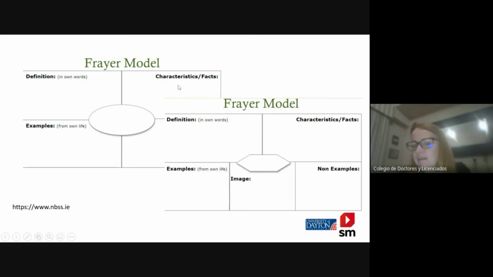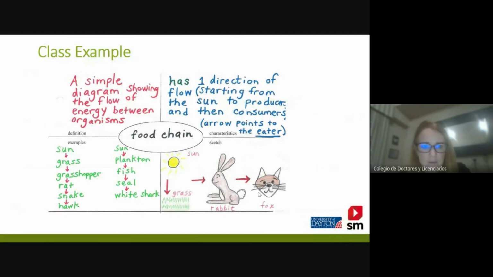Get them to list some of the characteristics or some of the facts that they've seen today. How many can you list? Give them some examples from their own life of how that works, or if it's a word, you could ask them to use it in a sentence. And look, this is a lovely one here, an image. Get them to draw it. Again, as I said before, some students flourish being able to draw things.